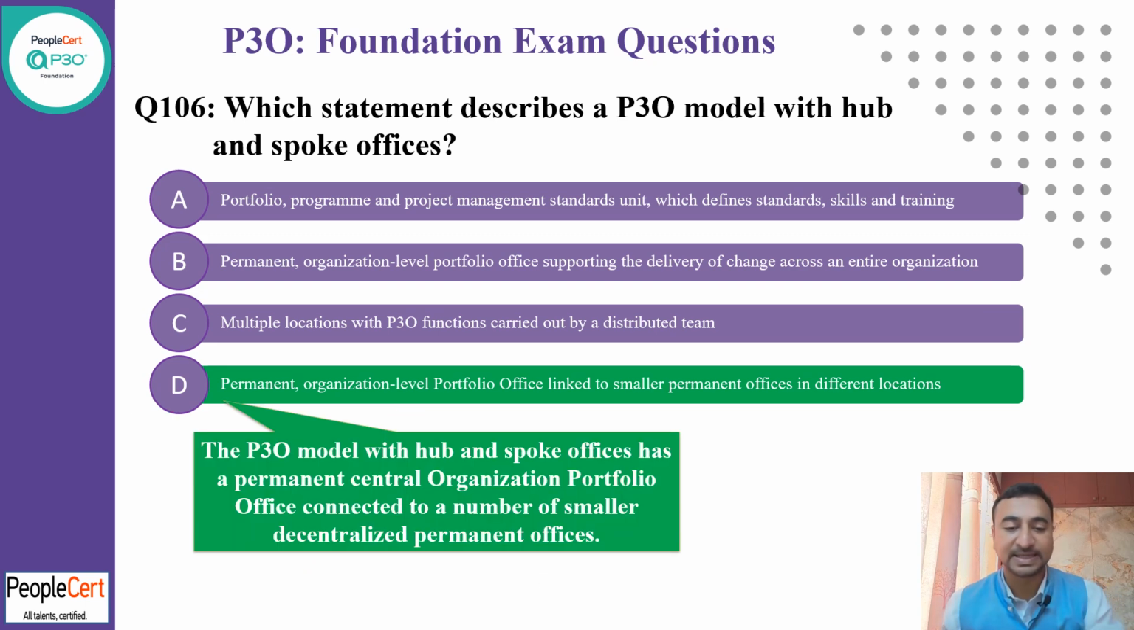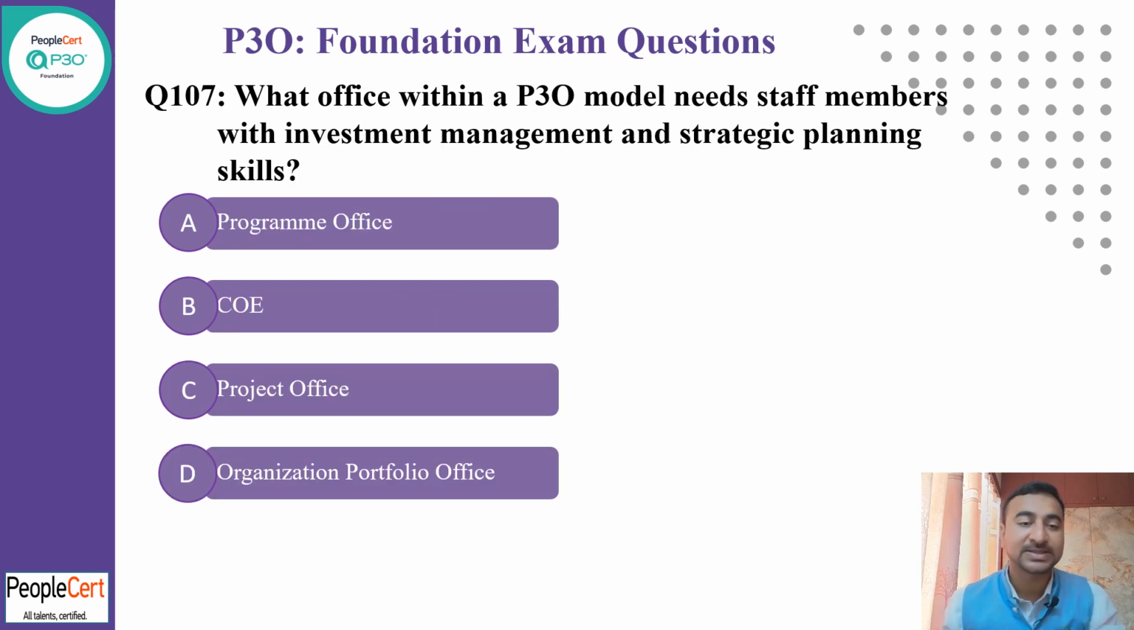Let's move to the, yes, that is the right answer. The P3O model with hub and spoke offices has a permanent centralized organization portfolio office connected to a number of smaller decentralized permanent offices. Let's move to the next.